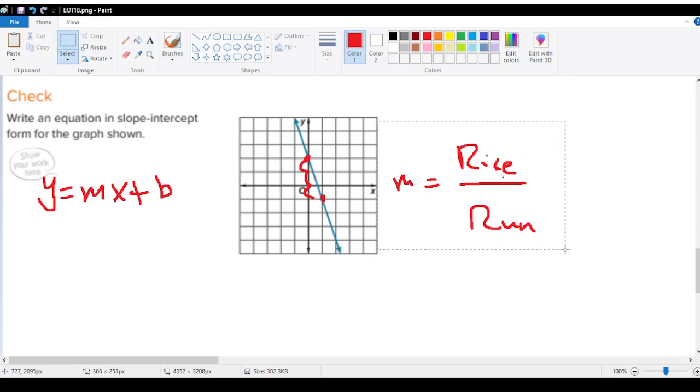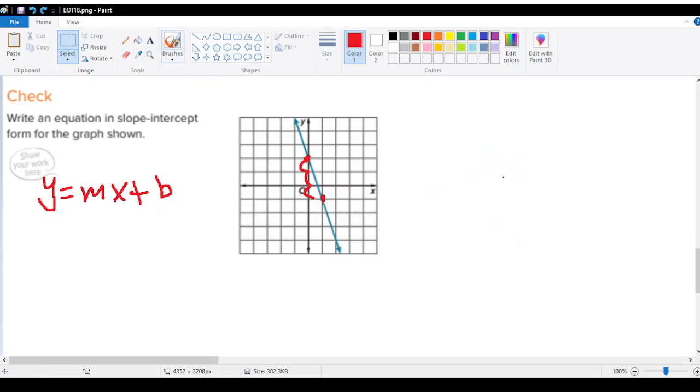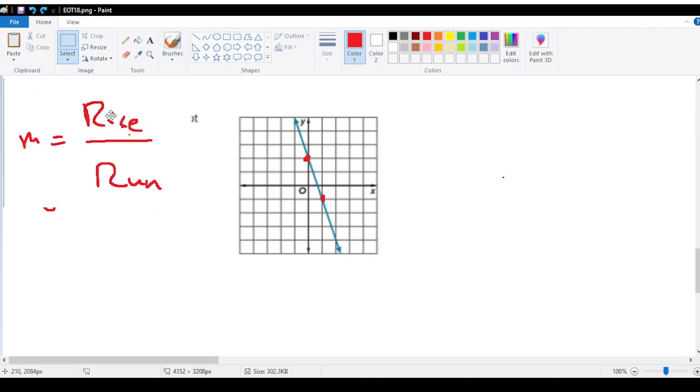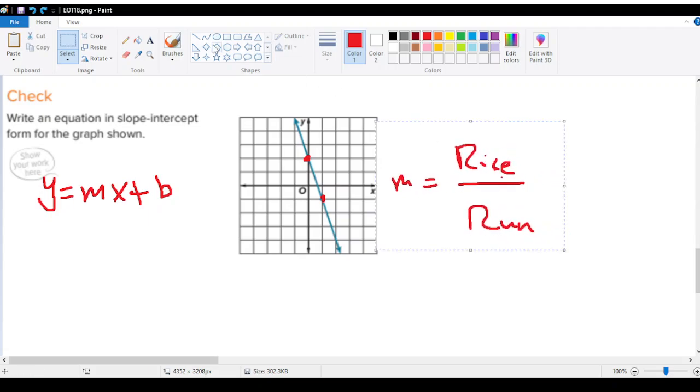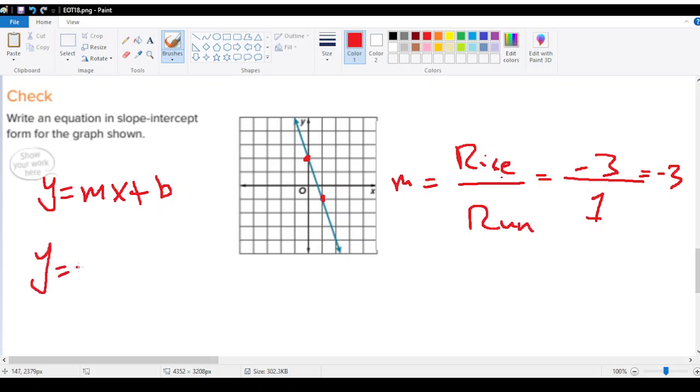Okay. So here we will find the rise. How much is the rise, Shamsa? The rise is -3. After you read -3, you will do the 1, which is the run. So equals -3. So y equals -3x. How about the b?